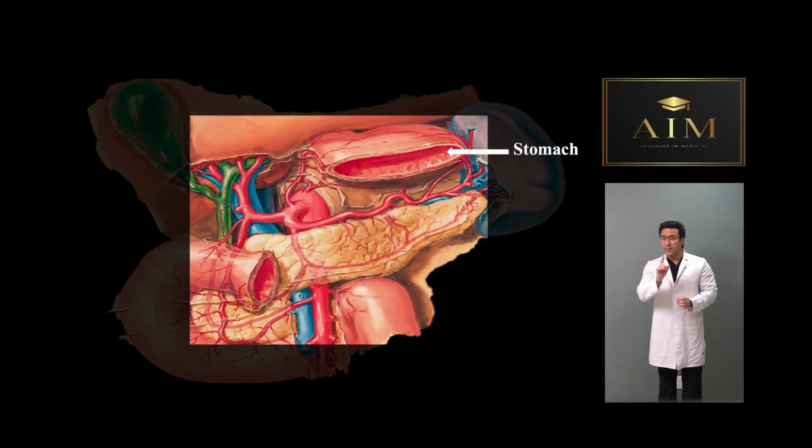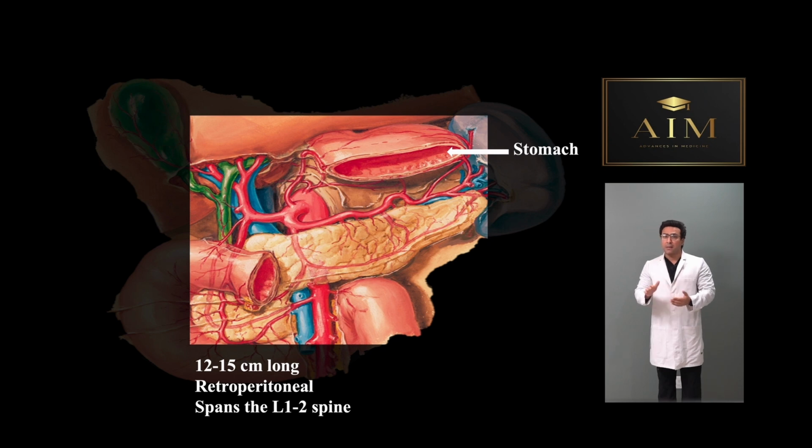The pancreas, named after the Greek words pan, meaning all, and krias, meaning flesh, is a soft lobulated organ that measures 12 to 15 centimeters long and is located in the retroperitoneal space. It sits behind the stomach and spans the L1 L2 spine in a J shape.